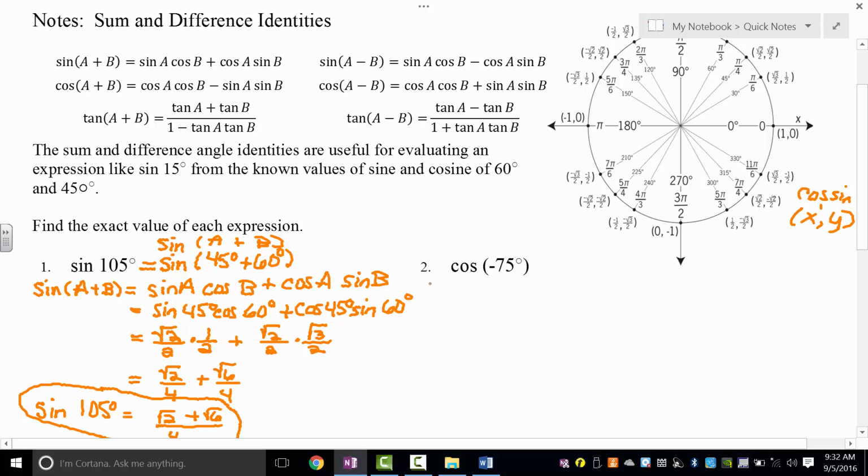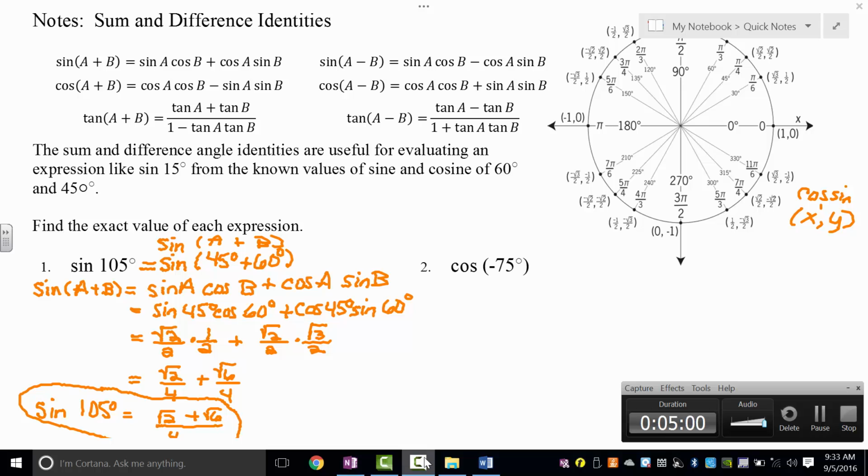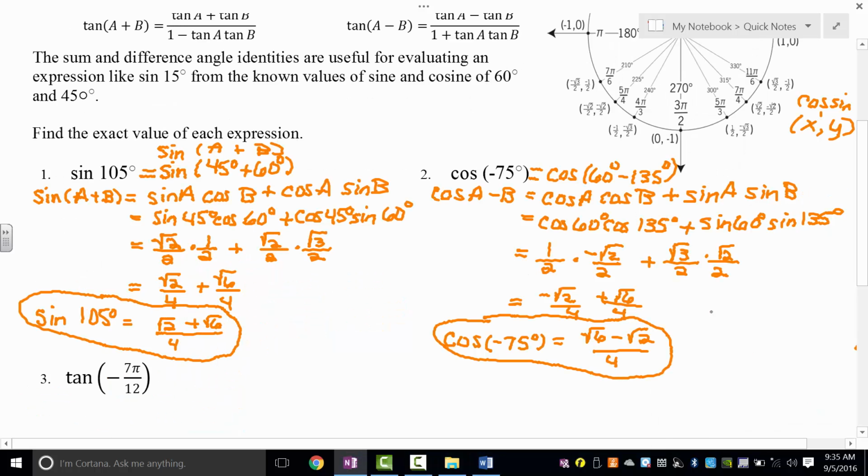So, number 2, we want to find the cosine of negative 75 degrees. So this time, remember that we need to subtract to end up with negative 75. So I want you to pause the video and see if you can come up with two special angles that subtract to give you negative 75, and try to find the cosine of negative 75 degrees. Pause and do that now. I hope you got the cosine of negative 75 degrees equals radical 6 plus radical 2 all over 4. Great job.